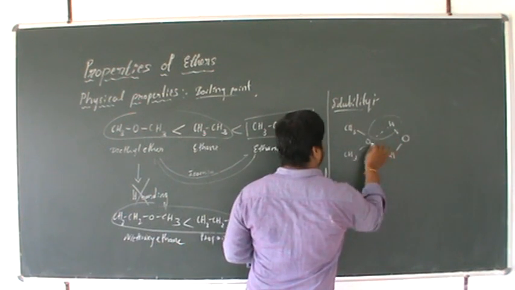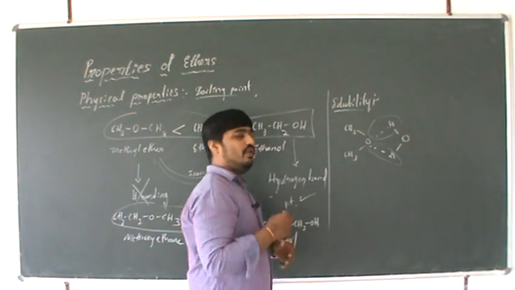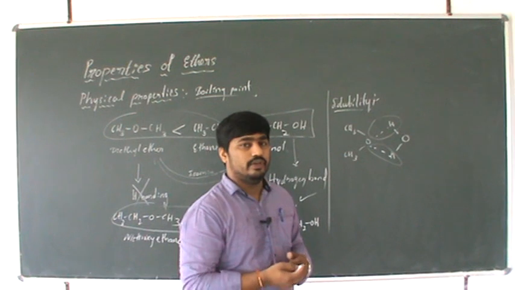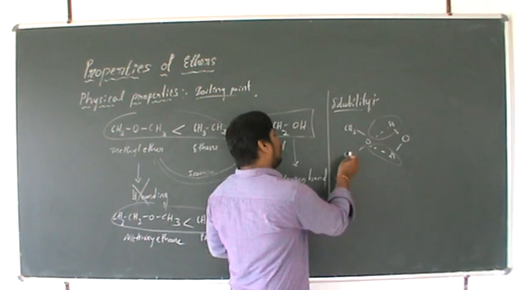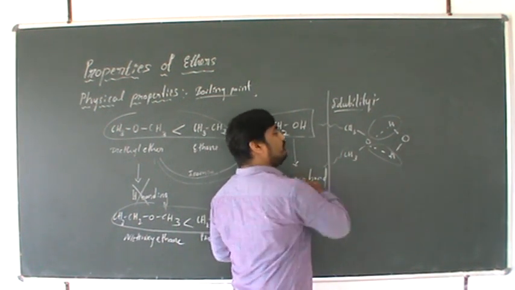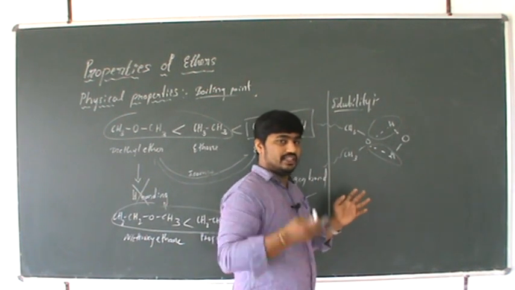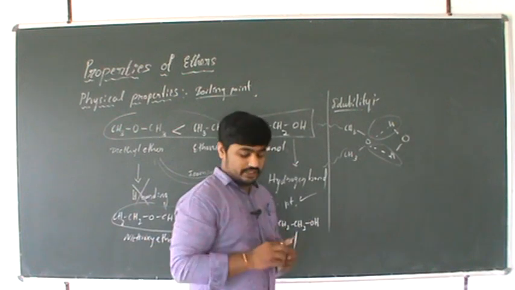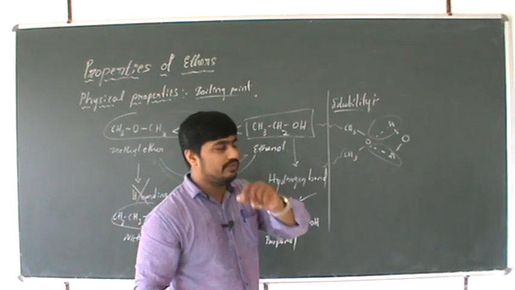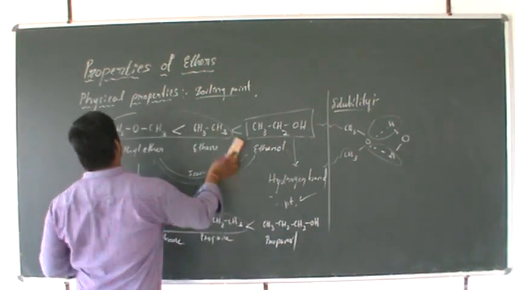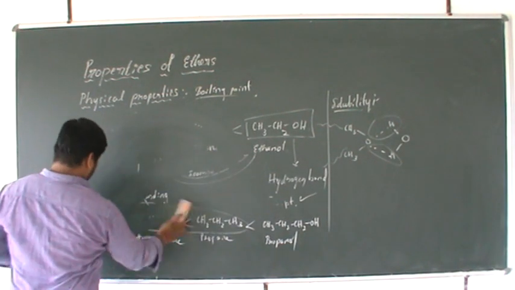There is a hydrogen bond. There is a possibility of hydrogen bond. When we increase the alkyl chain, insolubility is observed. Solubility decreases. Okay, solubility decreases. These two are very important things, for example, under physical property.